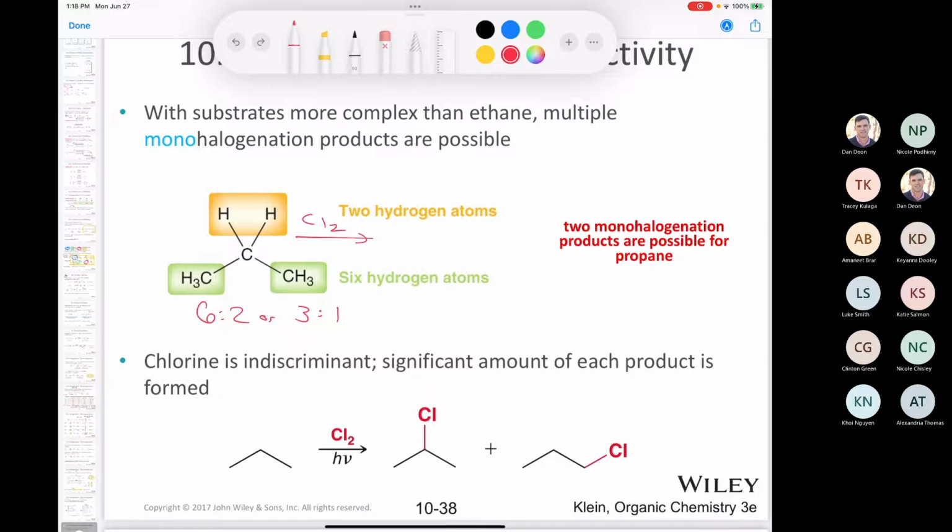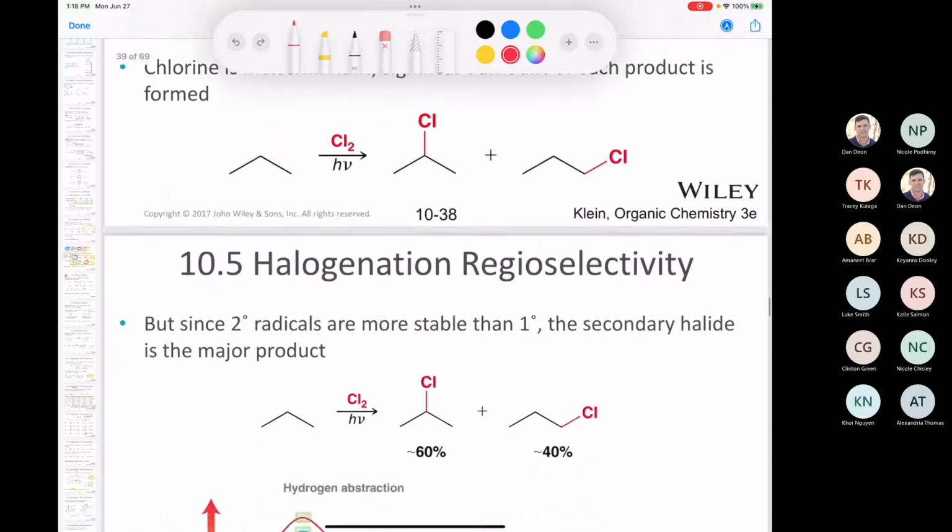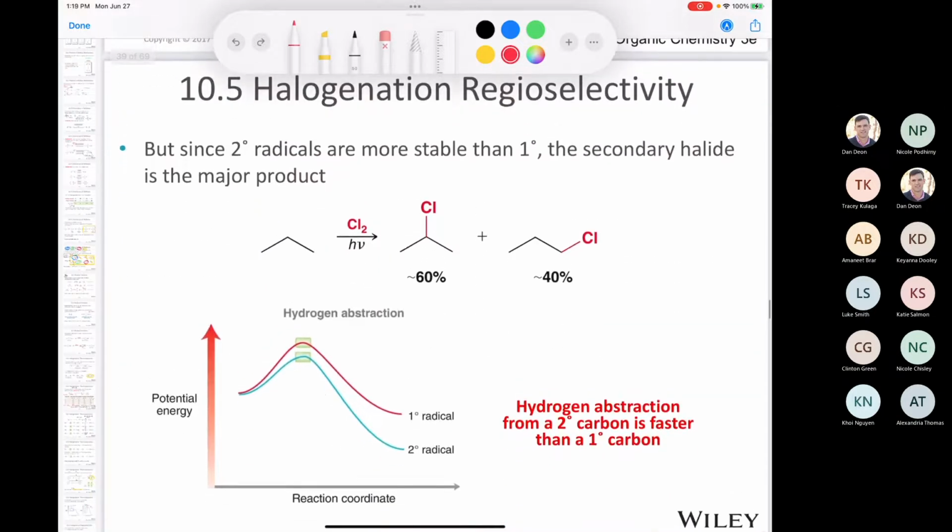But what we see is something that's a little bit different than that. So let's check it out. What you see is that you actually end up with more chlorines in the middle. Well, how could that be? If there's only 2 hydrogens there and there's 6 hydrogens on the end, why would you only get 40% of this?